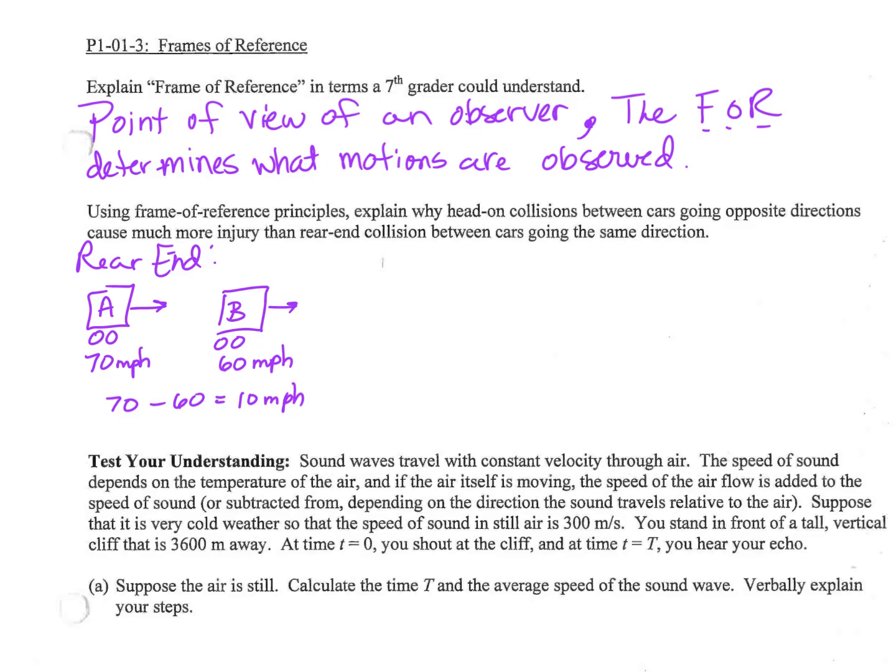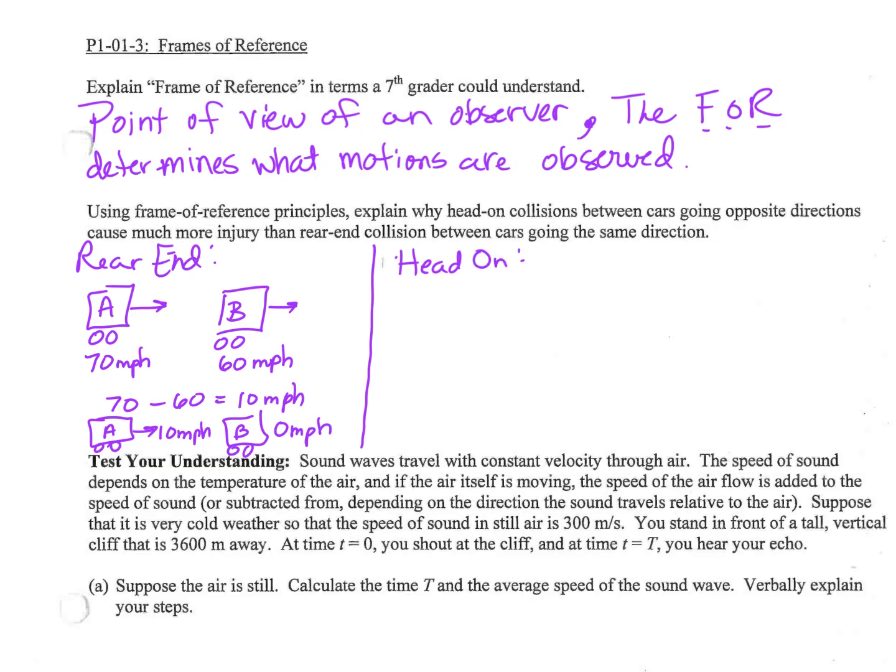So when they hit each other, the reality is car A is really only hitting car B at 10 miles per hour. This is the frame of reference: it is as though A is going 10 miles per hour and B is sitting still. Now that's very different, so that wouldn't be too bad of a collision. That's very different than the head-on collision.